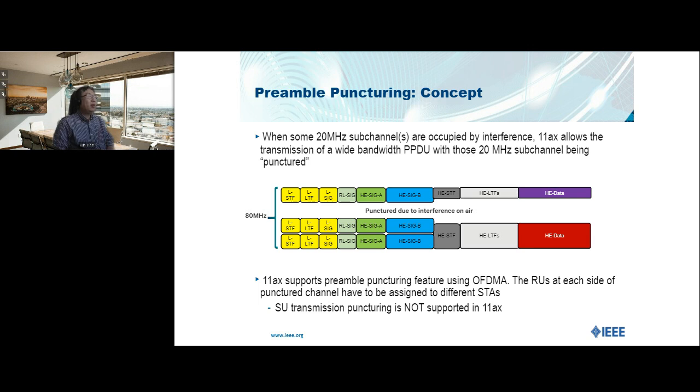This will be upgraded in the next generation, 11be, in which single-user transmission with preamble puncturing will be supported through multiple RUs, when a station can receive multiple RUs. But that's for a future generation. For this generation, just remember, you can only do preamble puncturing in OFDMA.